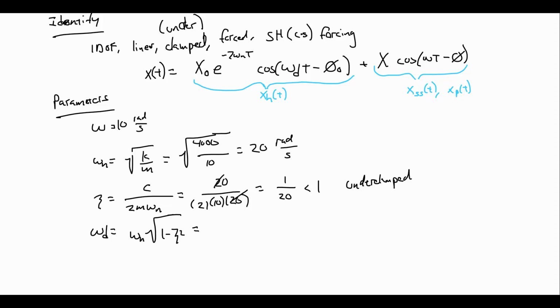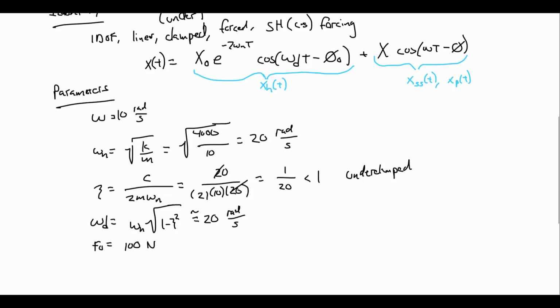Because our zeta is really small, this comes out to also about 20 radians per second with some rounding there. So with very low damping, we get pretty much the same damped frequency as we have our natural frequency. And one more parameter we will need, I'll copy it down here again, is our F naught. The amplitude of that forcing function is 100 newtons.